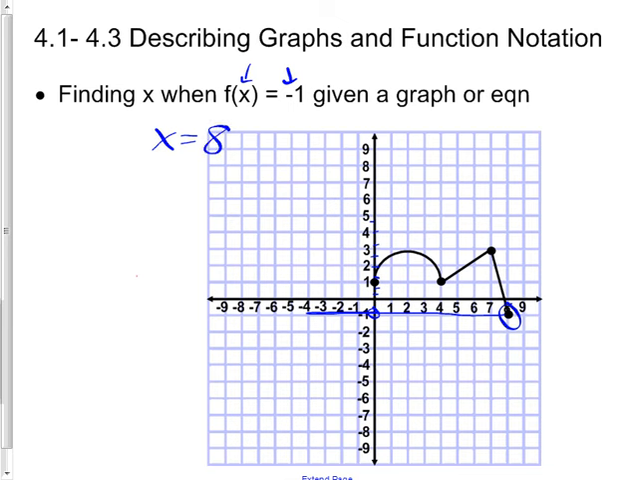Let me give you another one like that. Let's say, this is more tricky now. What if f of x was equal to 1?